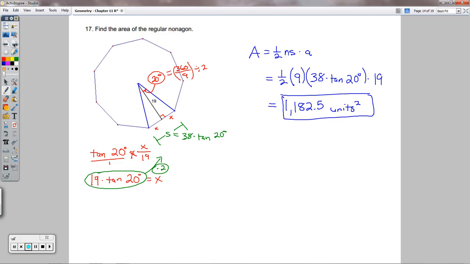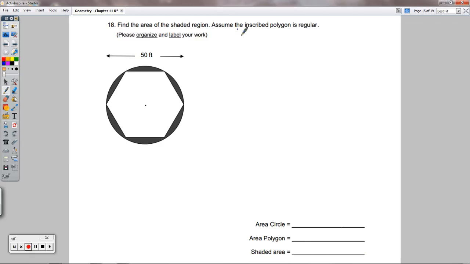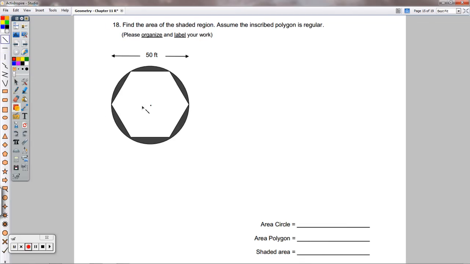Number 18, we're trying to find the area of the region and assume that the inscribed polygon is regular. So we're going to assume this is a regular hexagon and that this is a circle. It looks like the diameter of that is 50. That would mean that we have, let's see here, I'm going to draw, let me use blue for that. So this triangle, I'm going to want to find what that is, and then I'm going to want to find this green part would be the apothem. We know that's a right angle down there.